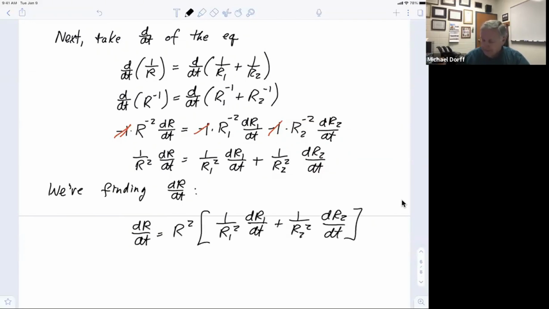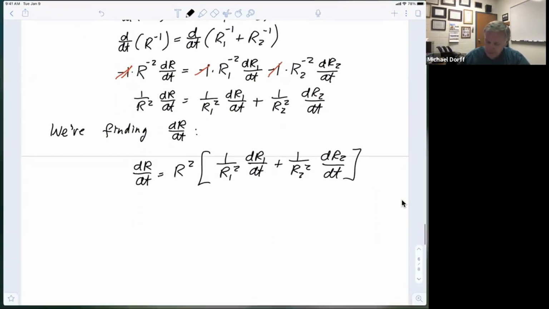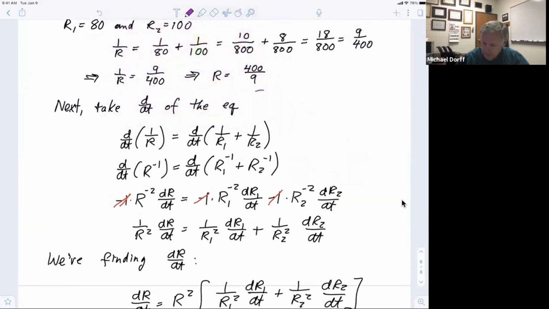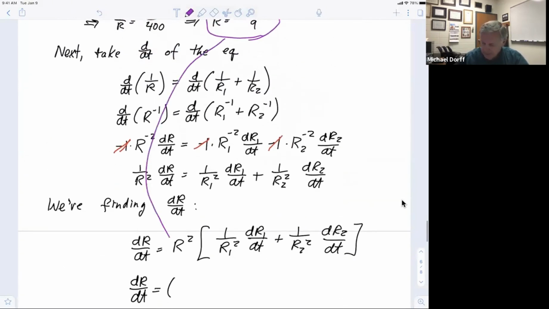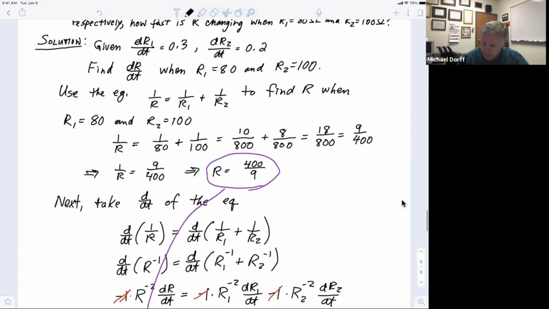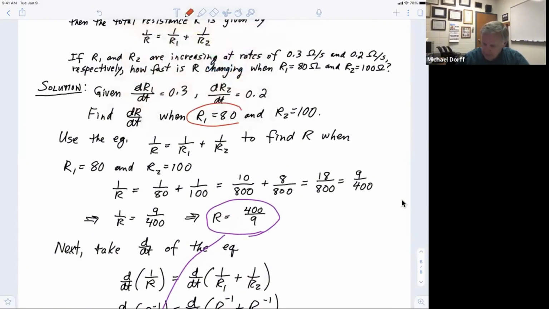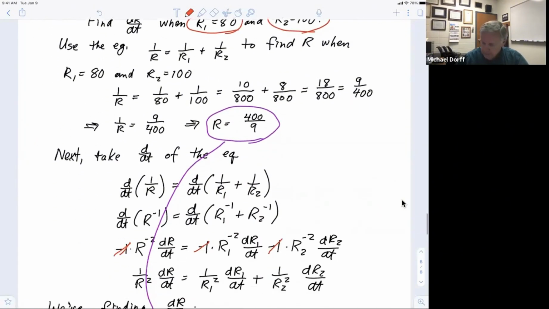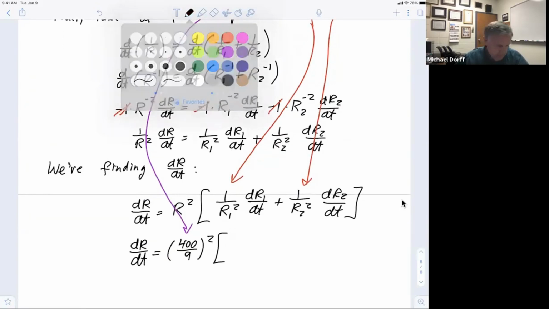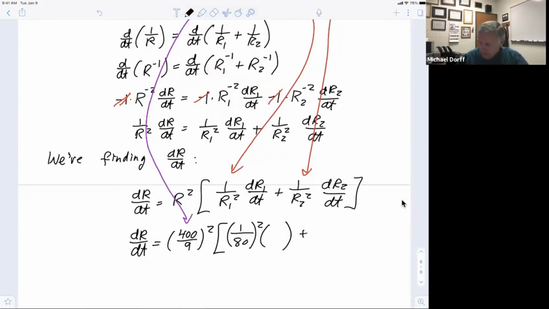And then I just need to substitute in my values that I'm given. So dR/dt, what was R? Going back here, we saw that R was 400 over 9. So I'm going to bring that down here, 400 over 9 squared. And then what was R1? R1 is 80 and R2 is 100. So I'm going to bring those down here. So I will now have 1 over 80 squared plus 1 over 100 squared.